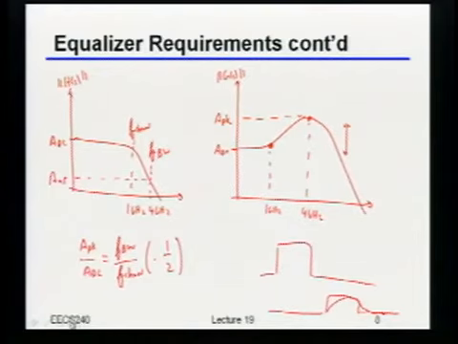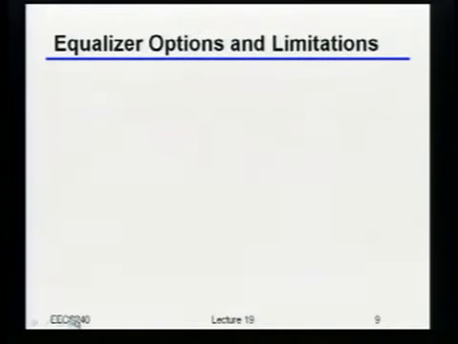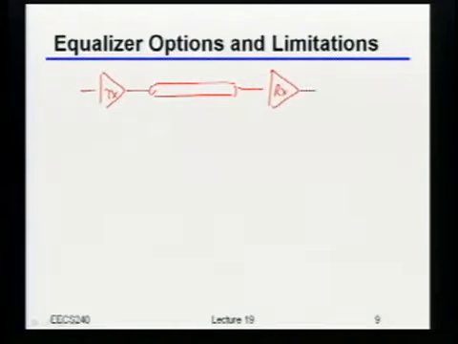Okay. So now that we understand what the requirements are from an almost mathematical standpoint, let's look at a couple of different options for how we could actually build these things. As you might not be too surprised to know, you can build the equalizer either at the transmitter or at the receiver. So let's draw our little cartoon picture here. Let's say we have our transmitter, we have our channel, and then we have our receiver. Okay?